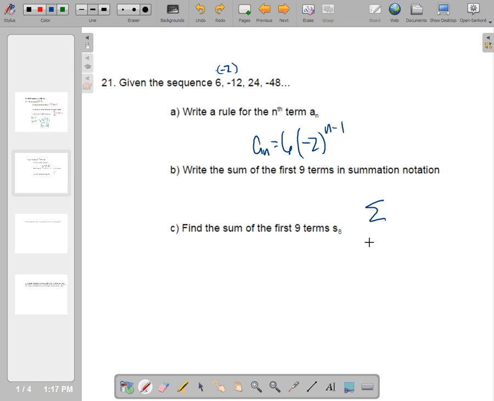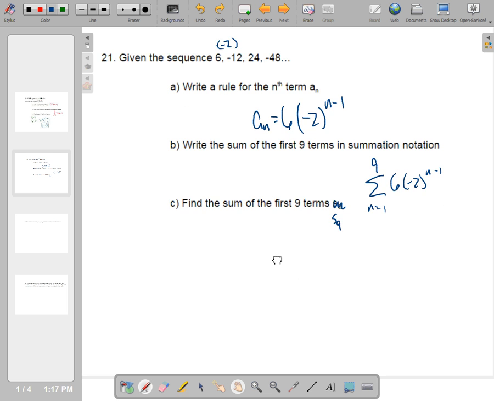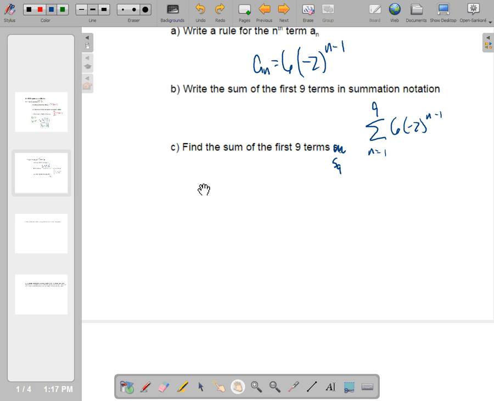I can write in summation notation from 1 to 9 of 6 times negative 2 to the n minus 1. So if I went the first, let's just say S sub 9, not S sub 8. First 9 terms, what I'm going to have to do now is find the first term.